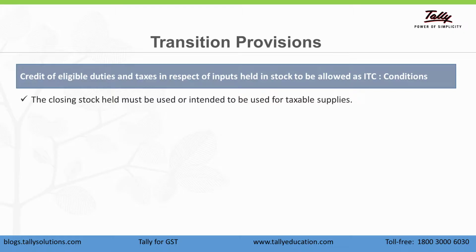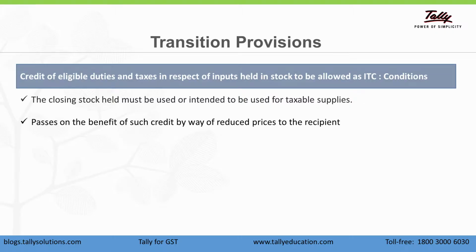The closing stock must be used or intended to be used for taxable supplies and not exempt supplies. In the current tax regime, tax on which ITC is not allowed is added as product cost. On transition to GST, ITC will be seamlessly allowed across the supply chain, and this should naturally result in reduction of the base cost and subsequently reduced final price to the consumer.